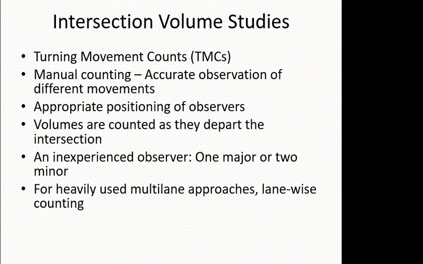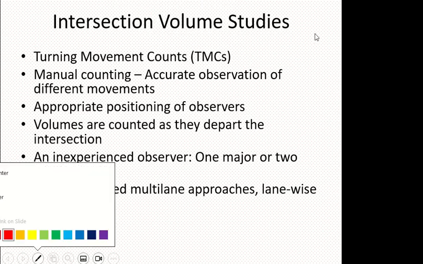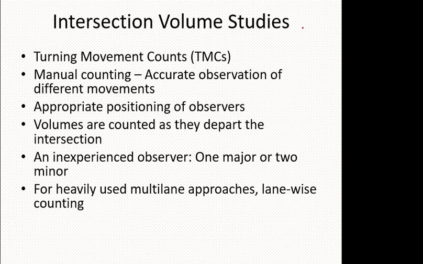For intersection volume counts, TMCs, we need to manage the number of observers, because an intersection has many movements. If we have a four leg intersection, something like this, then each side can have this one, this one, this one. So each side will have three at least, and you can even count the U-turn as well. So U-turn means that there will be four on each side. Then 4 into 4 is 16. So you have 16 movements.